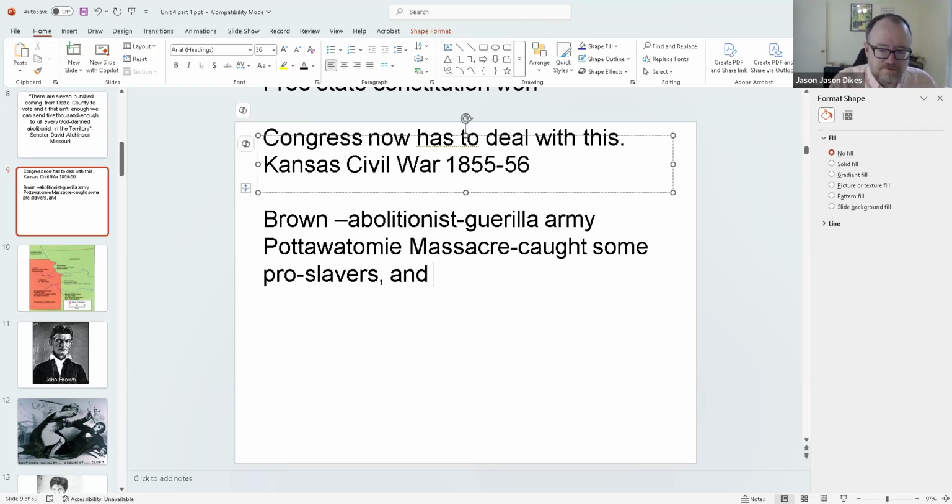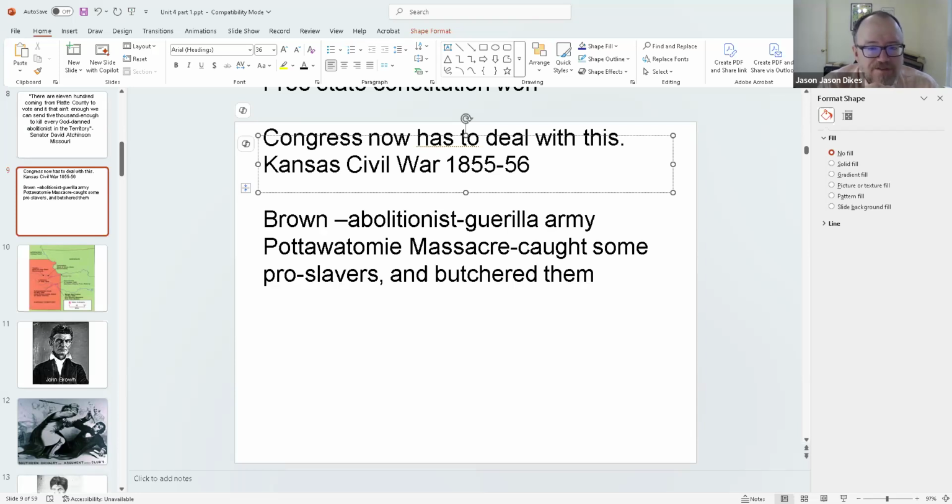and butchered them. I can't really think of a polite way to put that. Not only killed them, but cut their bodies up, scattered their remains along Potawatomi Creek, put their heads on pikes as a warning to other slaveholders. I mean, it was pretty medieval.